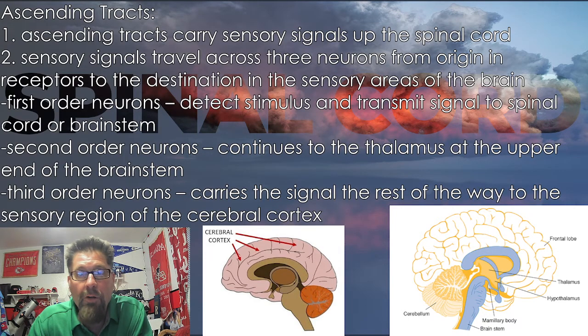The second order neuron then takes the message and travels it up to the thalamus. And I've got a picture, the far picture over there, where the thalamus is at the end of the brain stem. And then from there it goes with the third order neurons out to the proper area of the brain, the cerebral cortex. And that is going to be dependent on what kind of signal it is. Is it visual, auditory, whatever section of the brain it needs to go to. But that's first order from the point of the stimulus up to the spinal cord, second order up to the thalamus, and third order out to the particular spot of the brain that it needs to go to.